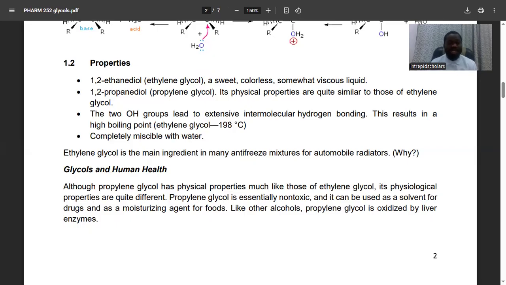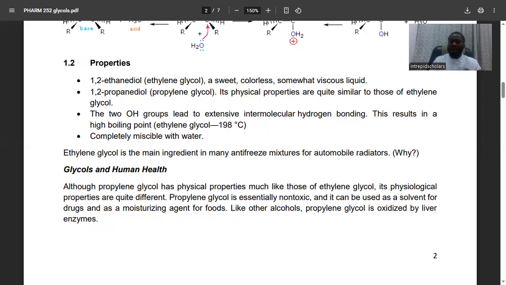Right now, if you come to the next point, you are seeing 1,2-propane diol, which is propylene glycol. Right, its physical properties are quite similar to those of ethylene glycol. The next point says that the two OH groups lead to an extensive intermolecular hydrogen bonding. This results in higher boiling point, right? Of course, the hydrogen bonding between the molecules of the glycols are higher, right? They are higher because it has two OH groups, and each OH group can form a hydrogen bond, right? So they form more hydrogen bond, and then essentially they have higher intermolecular force, and that will result in a higher boiling point. That is what we can see here.